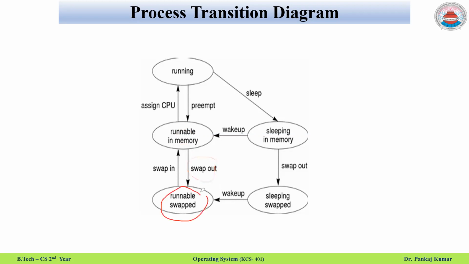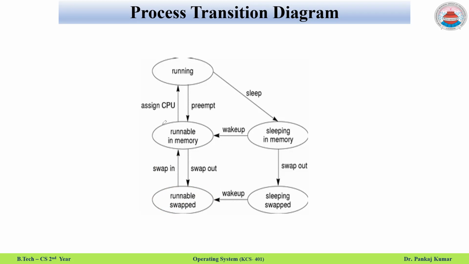And when there is space in RAM, that runnable process is again moved from hard disk to RAM. This is called swap in. So it is a very important factor, swap in, swap out. Swapped out means that any process which is in runnable condition, if it is moved from RAM to hard disk, then it is called swapped out, and any runnable process which is moved from hard disk to RAM is called swap in.